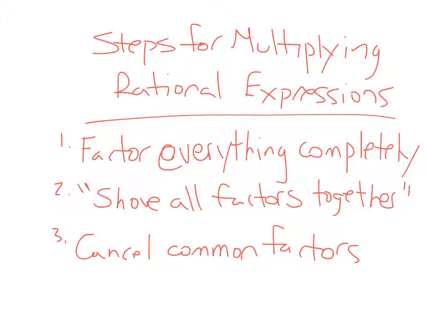If you're multiplying two numerators that are a bunch of factors together, then you just have a bunch of factors. And the same with the denominator. And then all you've got to do is look for common factors and cancel. So again, this is barely any different than what you were just doing simplifying rational expressions.